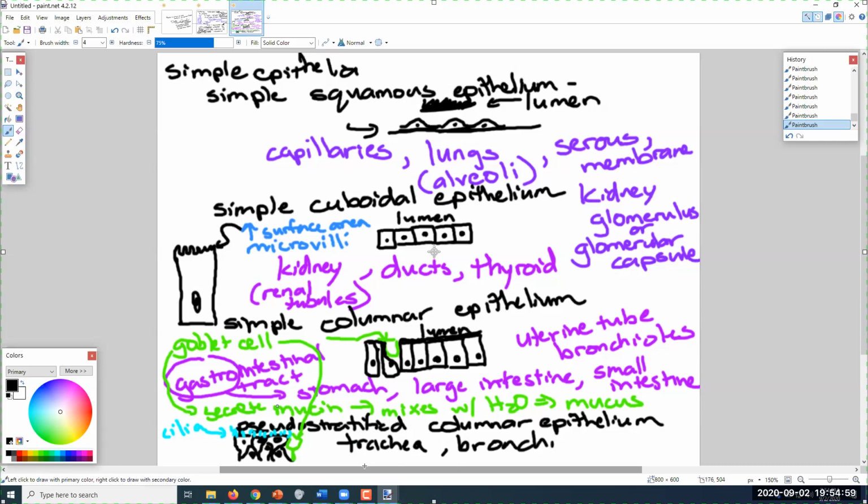Okay, and so for this one, since there's cilia on it, you could say it's ciliated pseudostratified columnar epithelium. So you can add this word to it if you want.